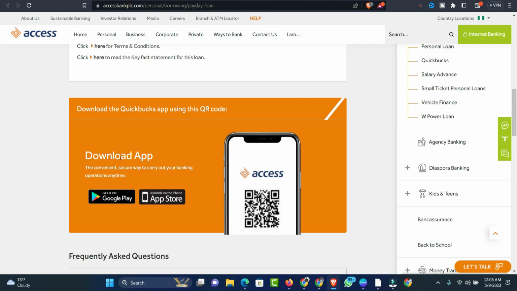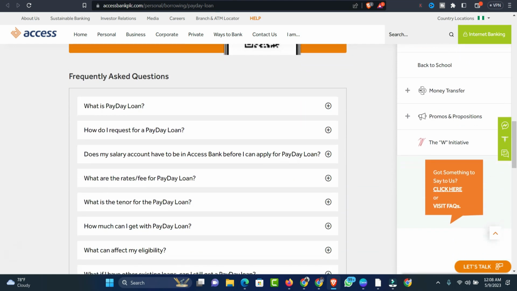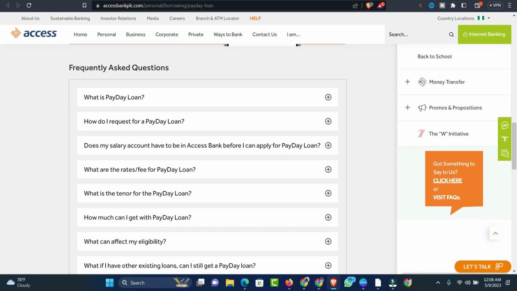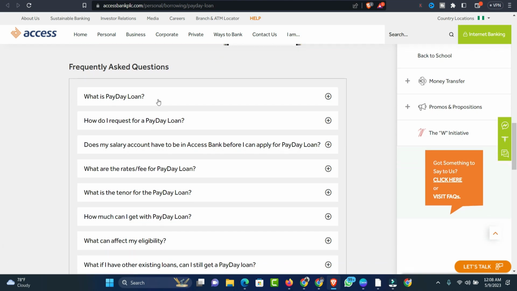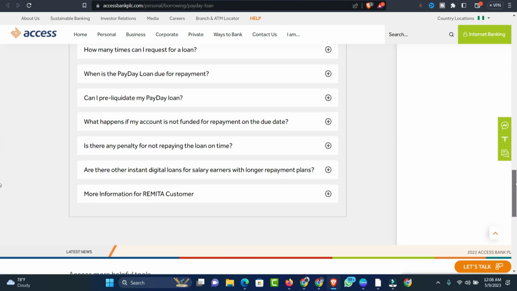So if you don't know how to go about it, you can download the Access Quick Bulk app from their official website, and you'll be able to use the app to borrow a loan until your payday. You can also read through the frequently asked questions, so if your question falls around these, you can get an answer to it.